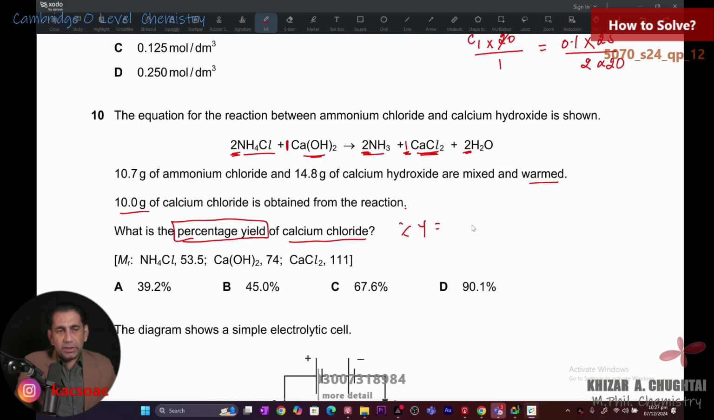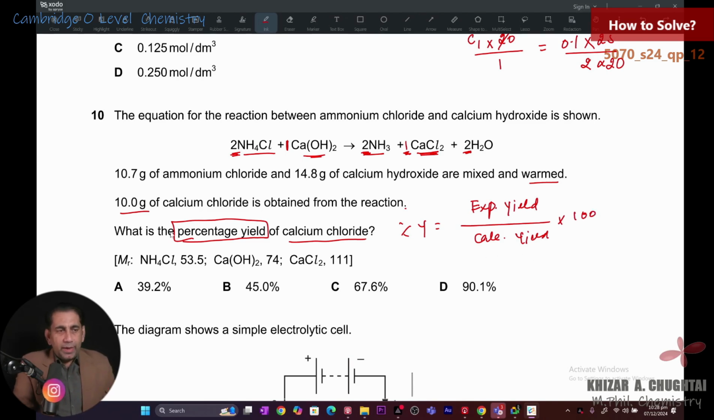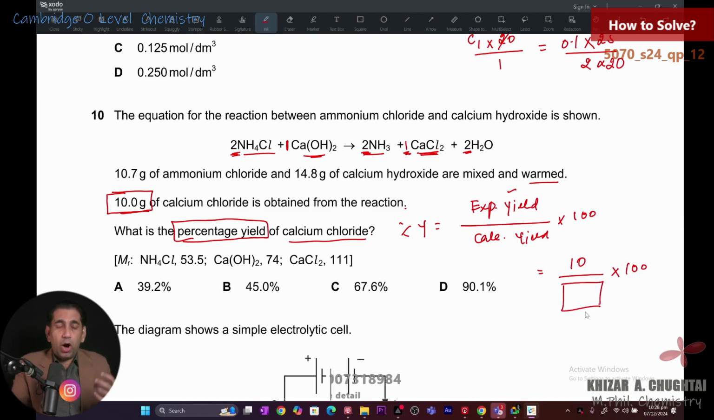The percentage yield is equal to experimental yield and calculated yield, multiplied by 100. So this given answer is the experimental yield. Experimentally, he has said that 10 gram of calcium chloride has been obtained. So the answer is 10 divided by the calculated yield, multiplied by 100. So I'm going to find the calculated yield. How much CaCl2 should be there? For this, I'm going to use the unitary method.